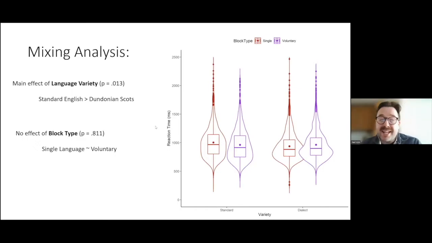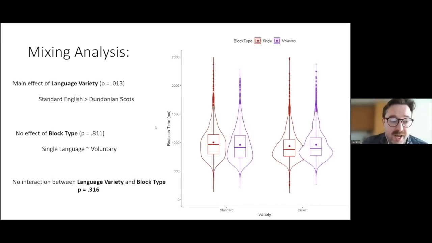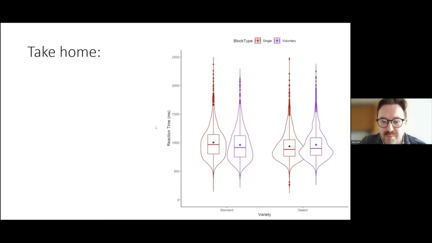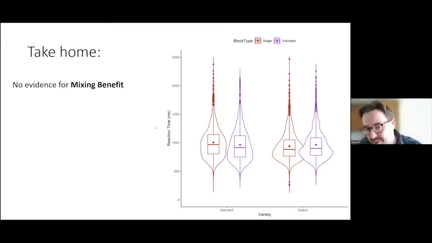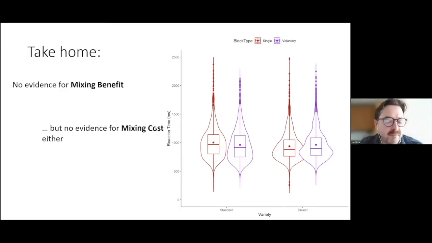We didn't find any effect of block type. So the single language trials and the voluntary repetition trials were pretty much the same. And we didn't find an interaction between language variety and block type either. So our take home here is that we didn't find any evidence for a mixing benefit in this group of speakers, but nor did we find any mixing cost.